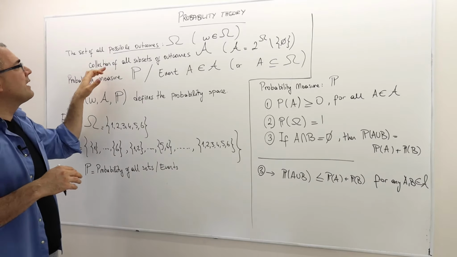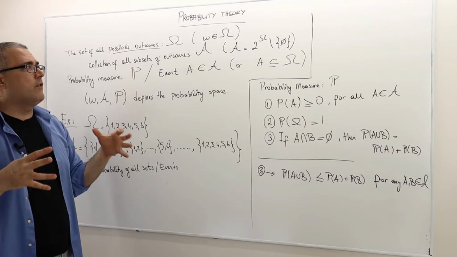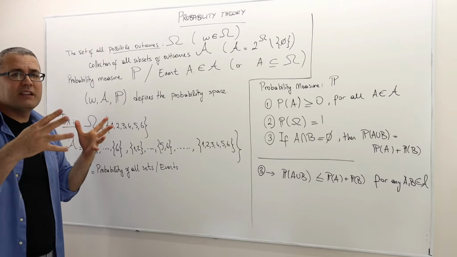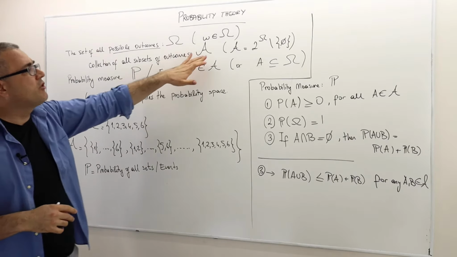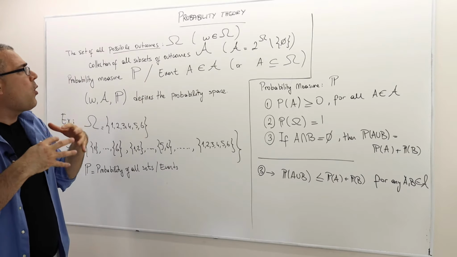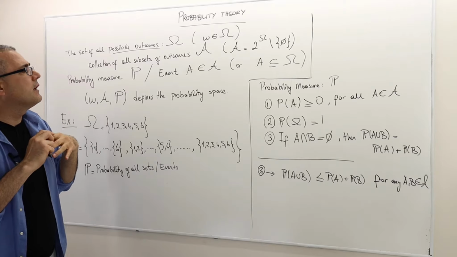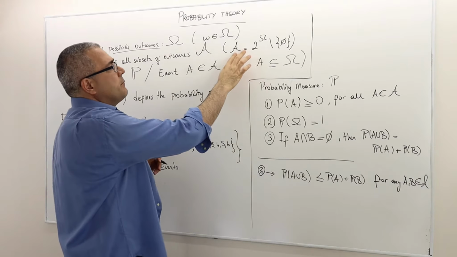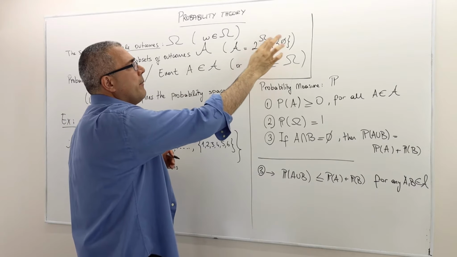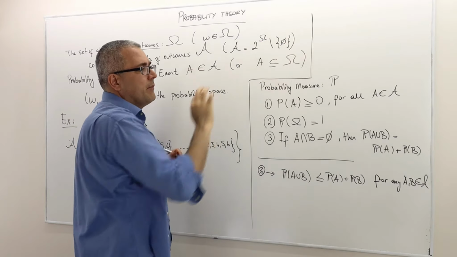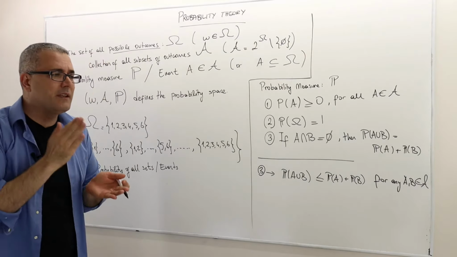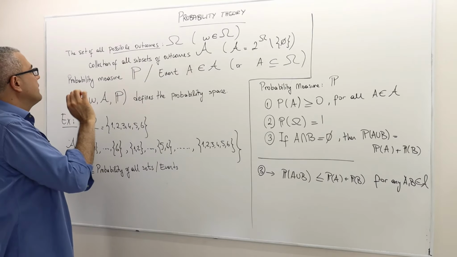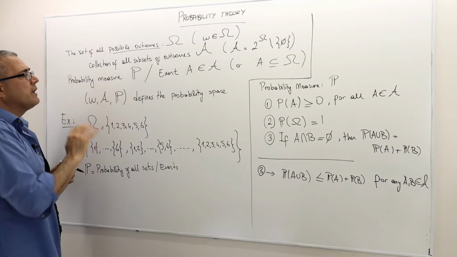Then we talk about the collection of all subsets of outcomes. That basically tells us the event set. So script A is the set of all the subsets of all outcomes. So it's basically 2 to the power omega minus the empty set. So it's all non-empty subsets of omega. The script A. And then the probability measure.